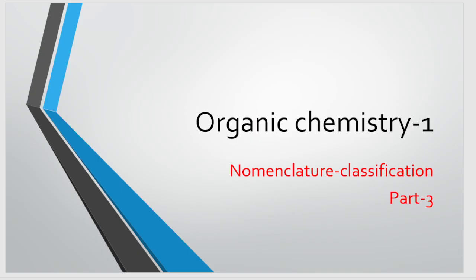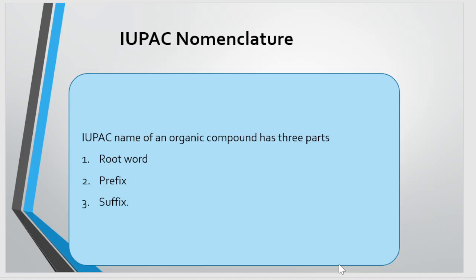Now, IUPAC nomenclature. As trillions of compounds are present in nature, especially the organic compounds, it's very important to know the rules for how to name a compound. The rules were set by a worldwide organization, that is nothing but the International Union of Pure and Applied Chemistry. According to the IUPAC rules, we are going to check how to name a compound.